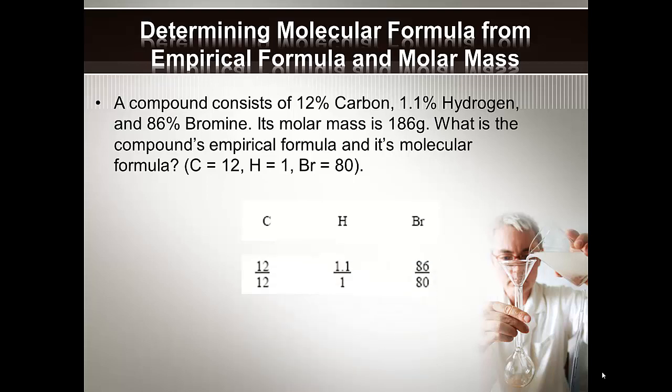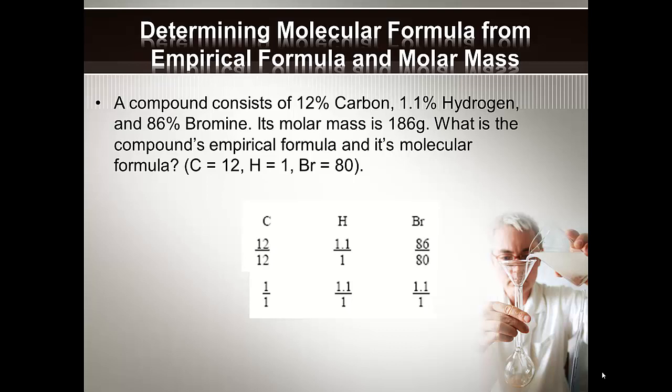Now if we divide the percentages by the molar masses, so 12% carbon, it's going to be 12 divided by 12. Hydrogen is 1.1%, so 1.1 divided by 1. And bromine, 80 is the molar mass, 86 is the percentage, so 86 divided by 80, and we get a ratio similar to 1 is to 1.1 is to 1.1.